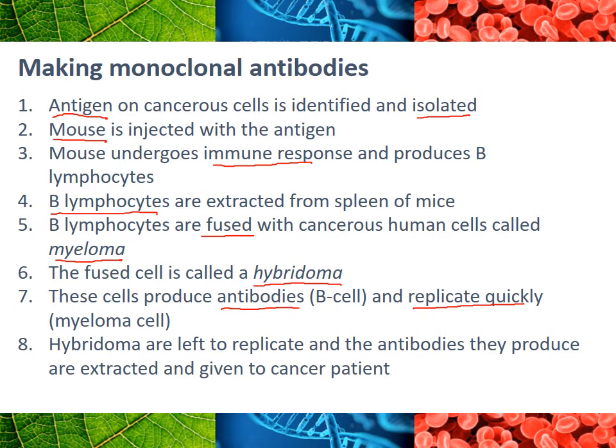Okay, so that cell is left to replicate or to clone, and then the antibodies that are made from all of those cloned cells are extracted, they're put into a serum, and then they are injected into the patient that has this particular type of cancer. Okay, so you're not injecting the B cells or those myeloma cells, you are injecting the antibodies, which makes it a type of passive artificial immunity.